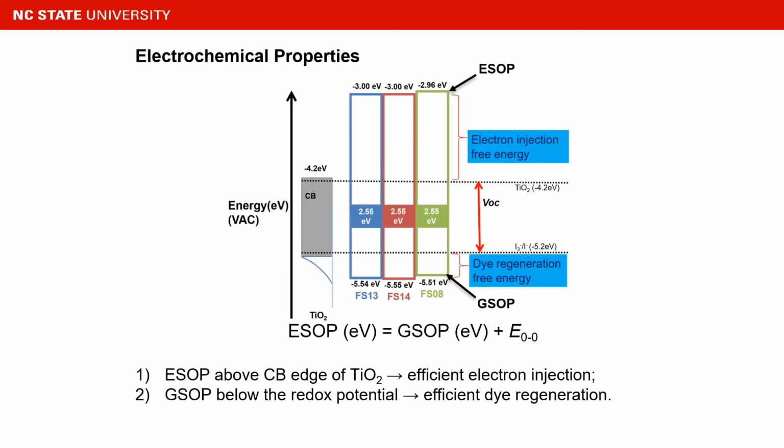The electrochemical properties. From the figure we can see the band gap for FS13, FS14, and FS8 is almost identical, equal to 2.55 electron volts, which is assigned to the IQ core with the coplanar donor-acceptor system. We can also see that the ESOP is above the conduction band edge of the titanium oxide, which leads to efficient electron injection, while the GSOP is below the redox potential, which leads to efficient dye regeneration.